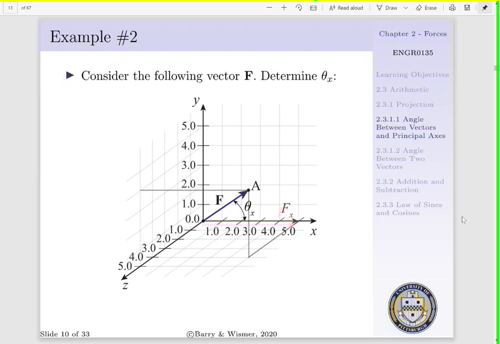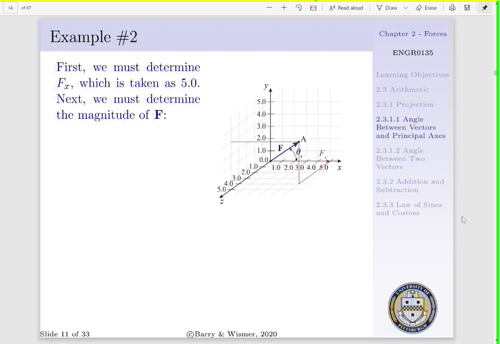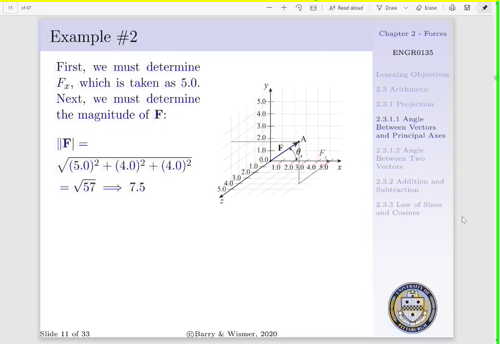Now, in example 2, let us consider the following force vector, f, which is defined as 5.0, 4.0, 4.0. And we want to determine theta x, the angle between our x-axis and our vector. To do such, we have to determine f sub x, which is taken as 5.0. Next, we must determine the magnitude of f. The magnitude of f is equal to the square root of 5.0 squared plus 4.0 squared plus 4.0 squared. And this is equal to the square root of 57, and expressed to two significant digits is equal to 7.5.